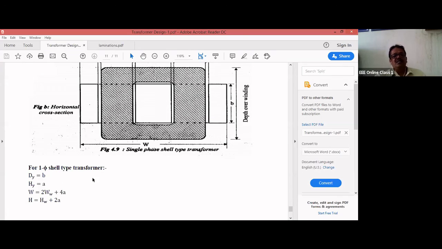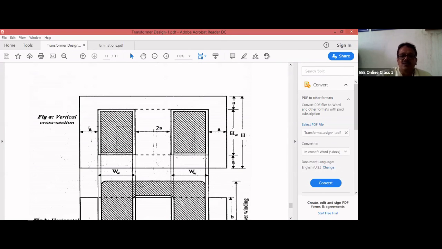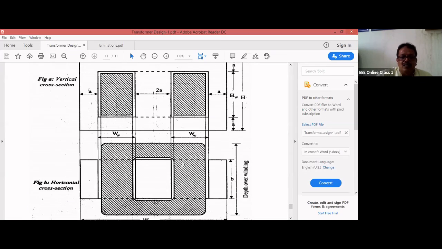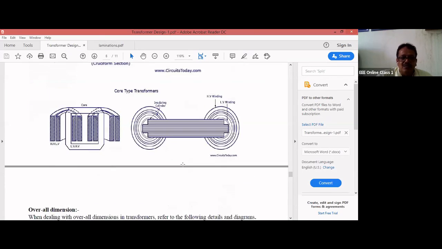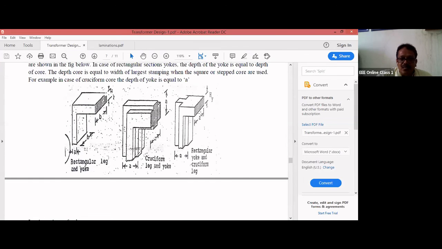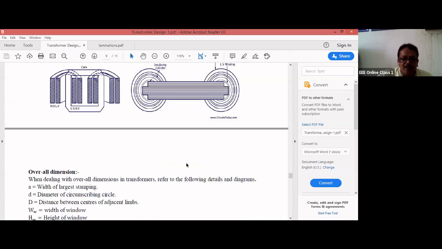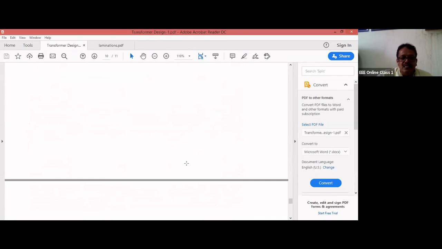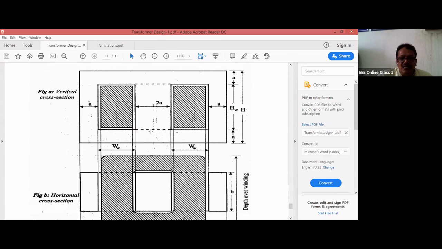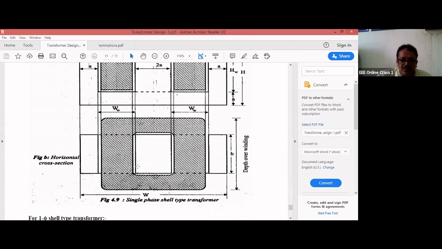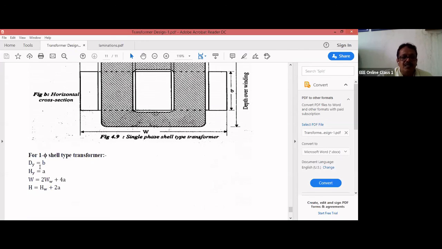Now, for a single phase shell type transformer, dy, the depth of the yoke. For shell type, the depth of the yoke will be B. Because this 2A represents the width, and this part represents depth, which is nothing but B. This part represents depth, and this part represents width. So the depth of the yoke will be equal to B. So dy is equal to B.